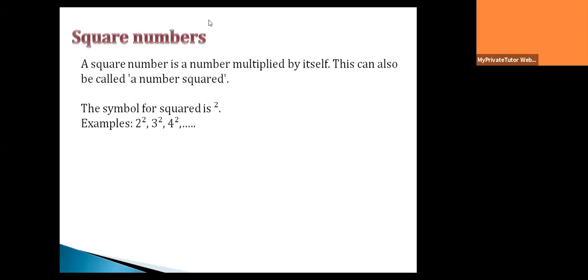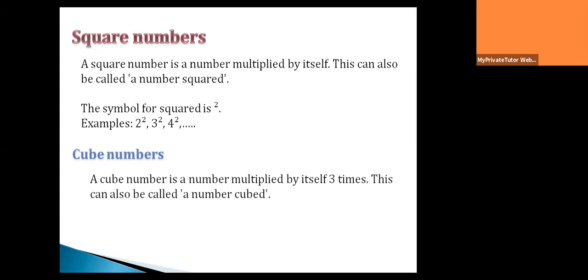Similarly, it goes on. The difference in cubic numbers is that the cube is 3 times. We multiply the base number 3 times. The cubic number is a number which is multiplied by itself 3 times. This is called a number being cubed. We denote this with power 3, an exponent of 3. These are the examples: 2 cube, 5 cube, 3 cube. This is how we represent cube numbers. Okay, let's go to the whiteboard.